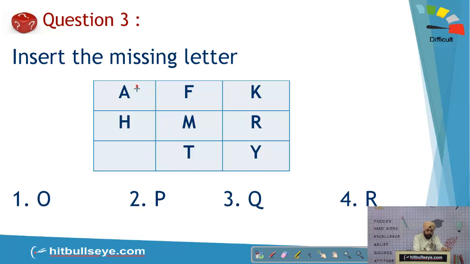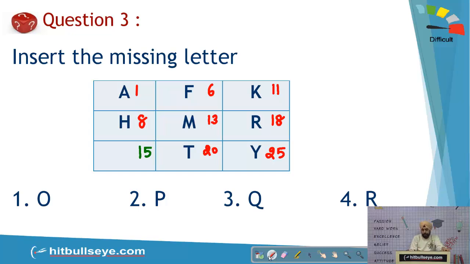A appears at position number 1, H at position number 8, F is 6, M is 13, T is 20. So you can see plus 7, K is 11, R is 18, Y is 25. You can again see plus 7 here. So students, 1 plus 7, 8 is given. So 8 plus 7, this means you have to get the number 15 here.